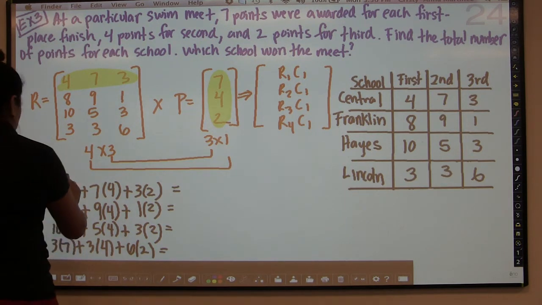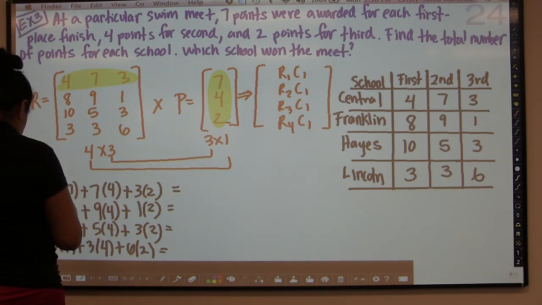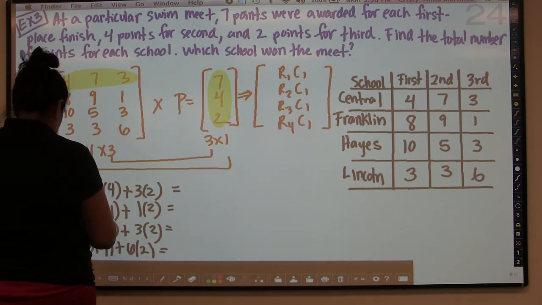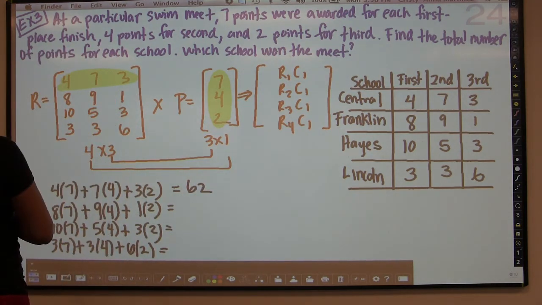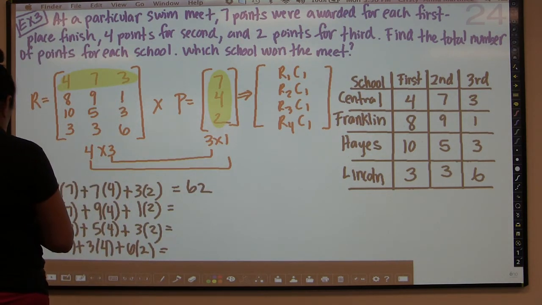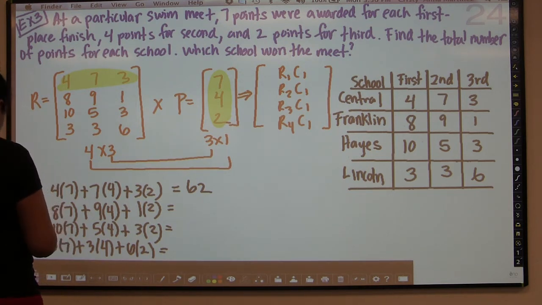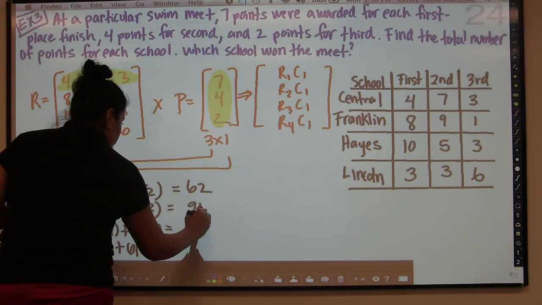So we've got 28 twice here. And then we want to add 3 times 2, which is 6, so we're going to get 62. And then we have 8 times 7, which is 56. 9 times 4 is 36. And then we're going to add 2, and that's going to equal 94.